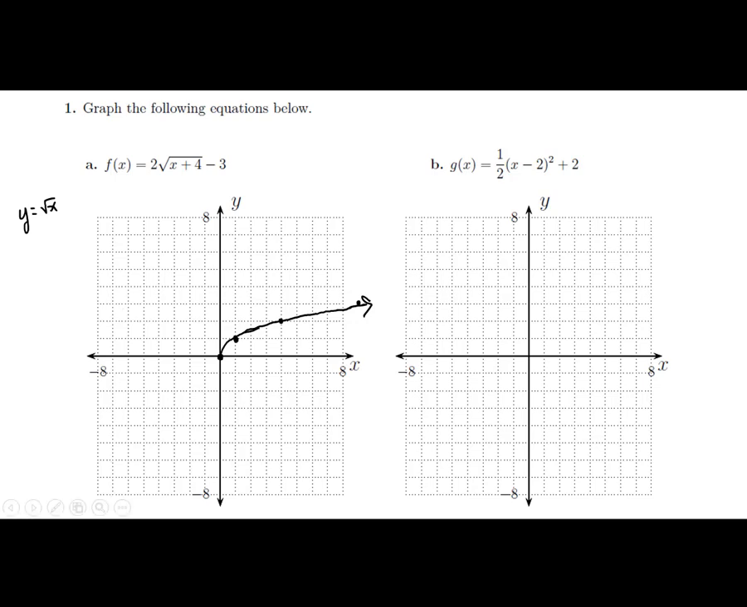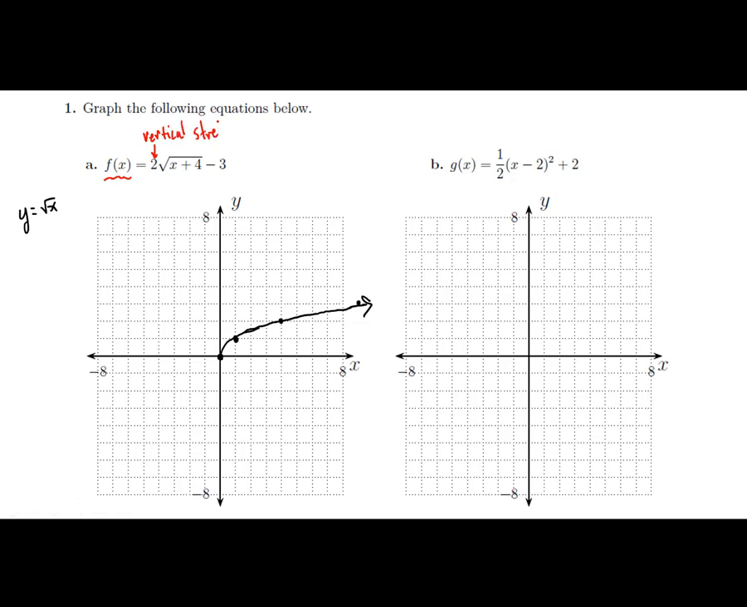All right, so now let's talk about what those transformations do to this function. I'm going to use red to indicate my function f of x here. So I see the 2. The 2 is a vertical stretch.